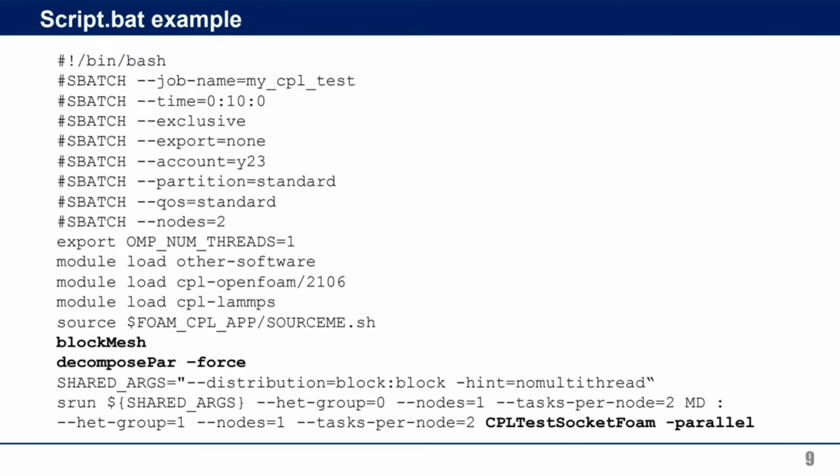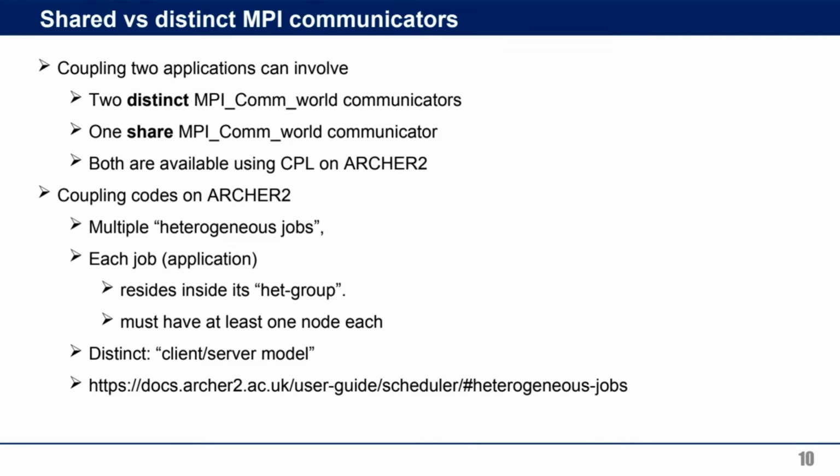And then my final slide is the differences between running shared communicators and distinct communicators. So both are available using CPL on ARCHER2. The availability on ARCHER2 is quite recent. That was a collaboration between ourselves and Cray, so that's now available. That involves using MPI ports, but that's all under the hood.